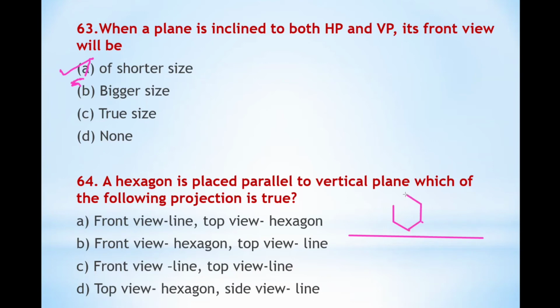So like this, we'll get the front view. Okay, so we'll come to the option. Before that, I'll also draw the top view, because if we are getting a true shape in the front view, then in the top view we'll get an edge like this.